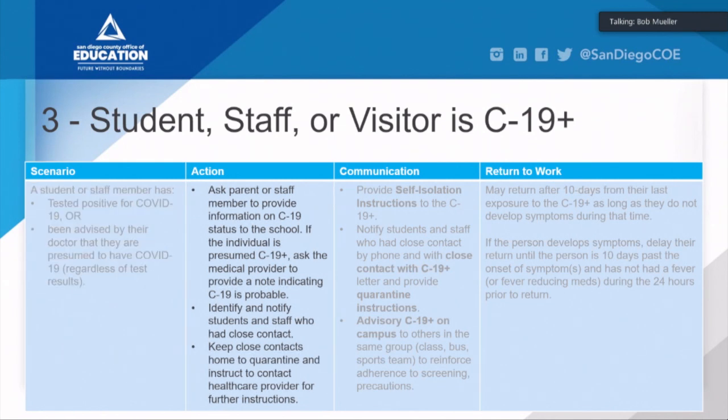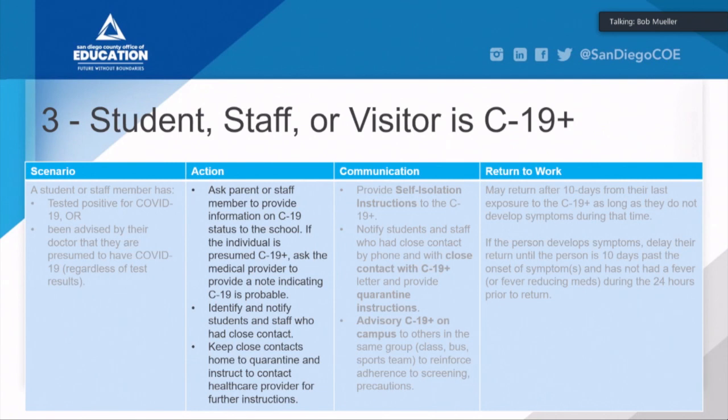In this scenario, we're going to ask that person, or we're going to ask the parent or the staff member, to provide us the information on their C19 status. If the individual is presumed to have COVID-19, it would be great if we could talk to their medical provider. We're going to identify and notify students or staff who had close contact. We're first going to talk with public health, and we're going to assist them with the information that's necessary for identifying contacts.